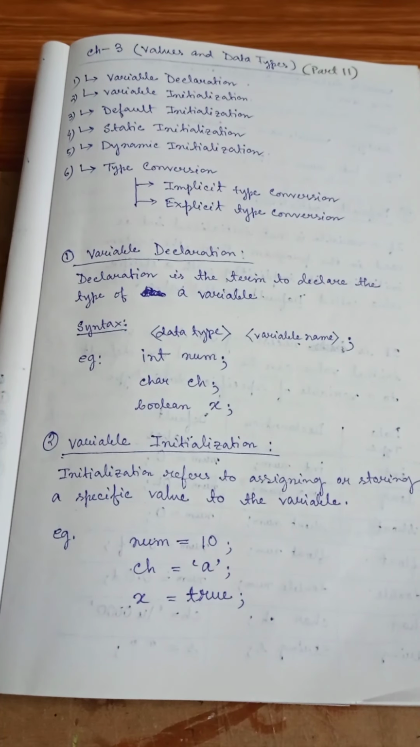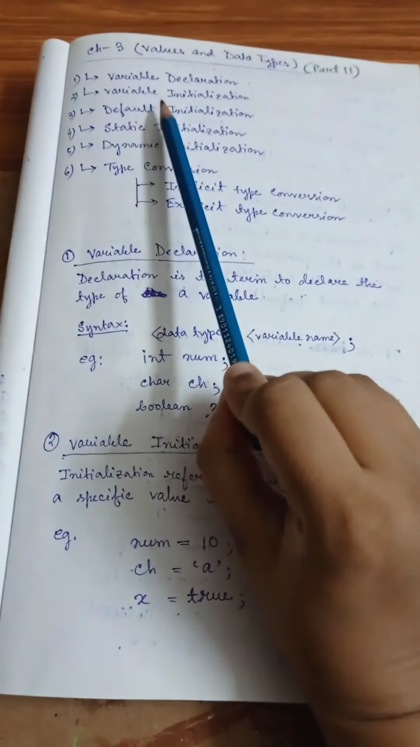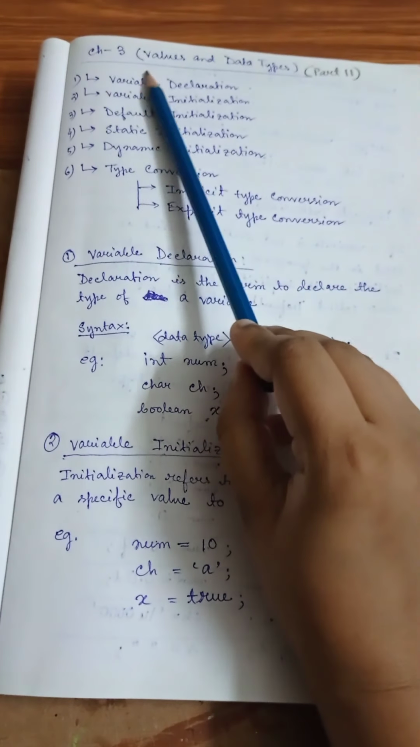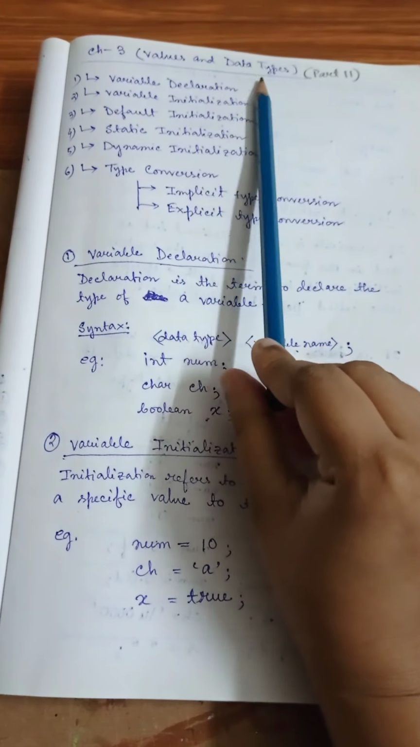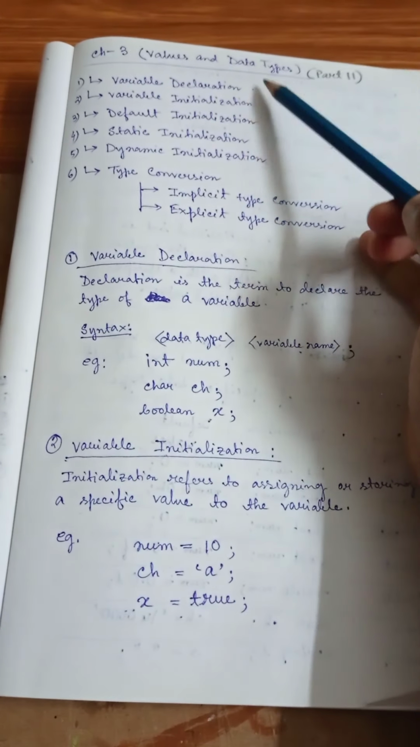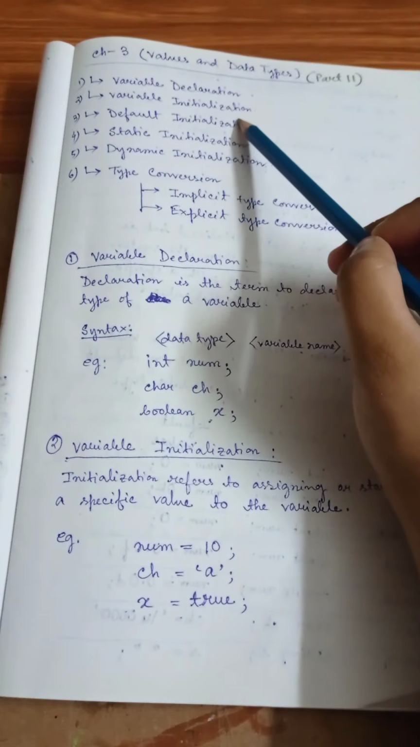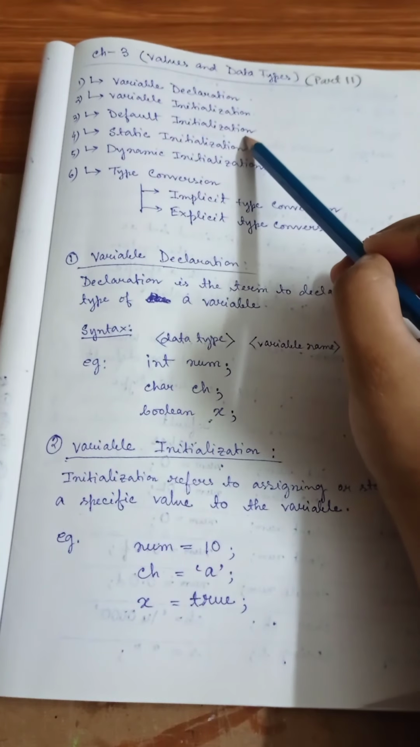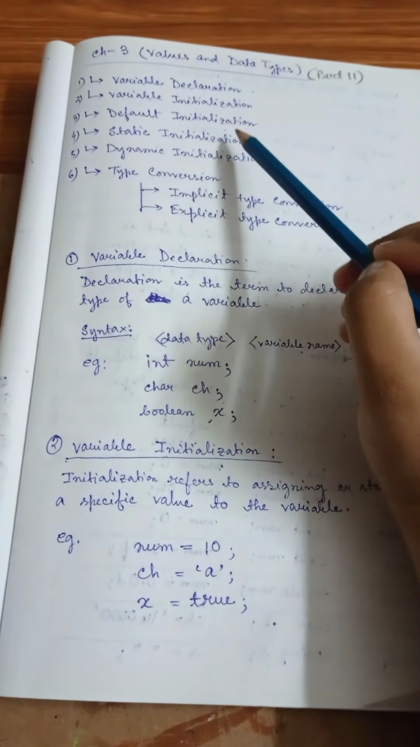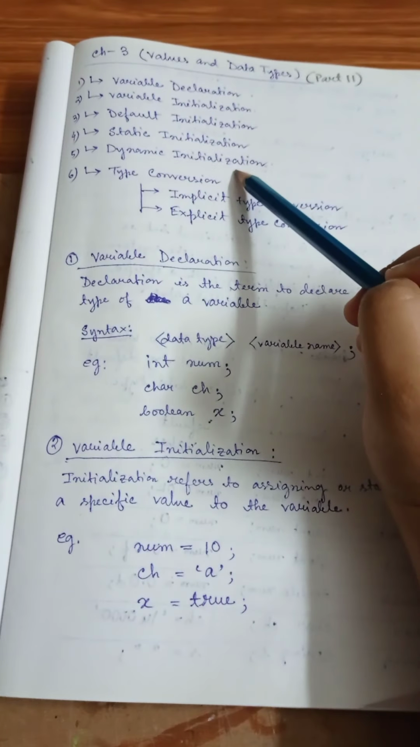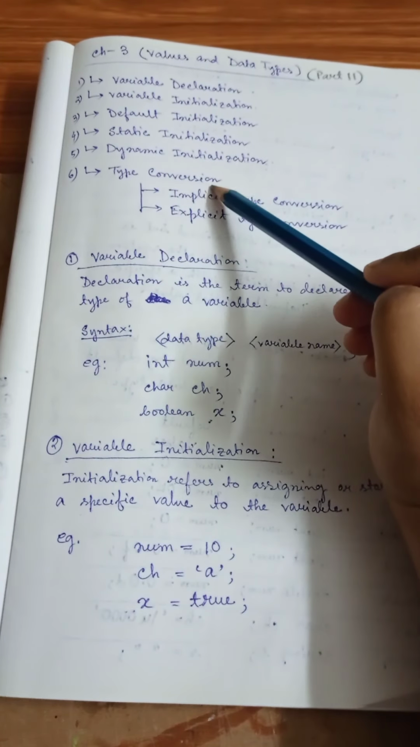In this class, I will discuss the second part of the third chapter, which is values and data type. In this class, I will discuss these topics. First is variable declaration, variable initialization, default initialization, static initialization, dynamic initialization, and type conversion.